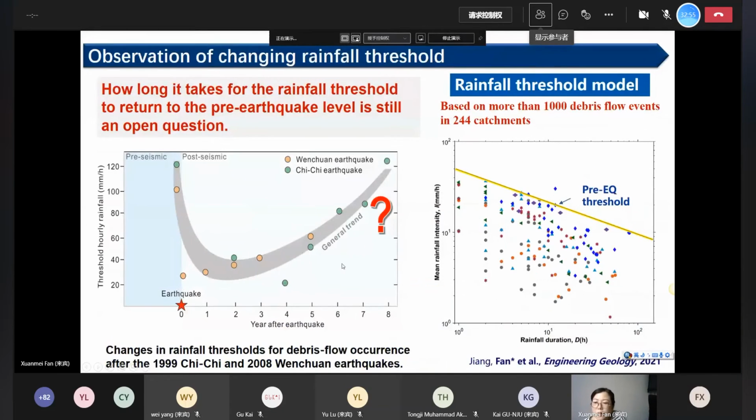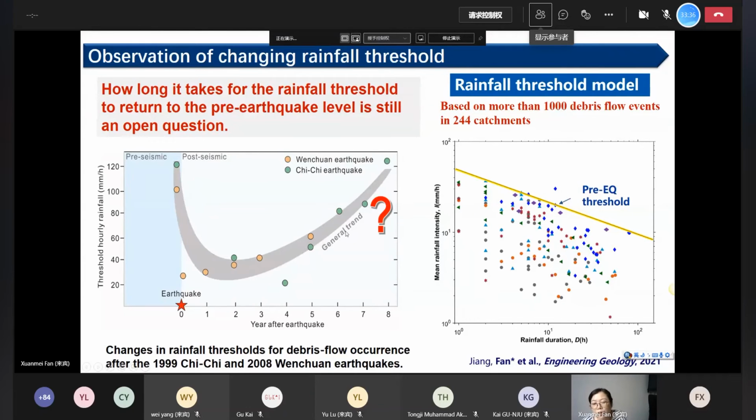But for the early warning of debris flows, we need to better understand how their occurrence can be linked with the triggering rainfall intensity and duration. So we had this schematic graph to put our Wenchuan earthquake data together with the 1999 Chi-Chi earthquake data. As you can see here, this is the average rainfall threshold before the earthquake, and after the earthquake it sharply decreased to only one third of the pre-earthquake level. But with time, it also increases.